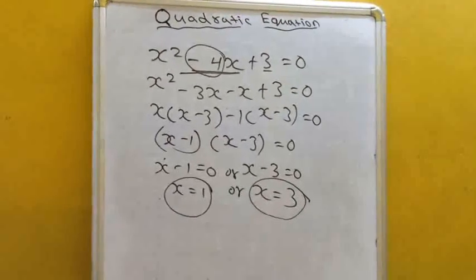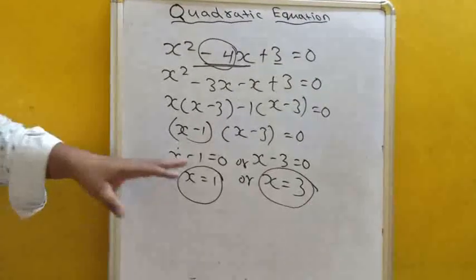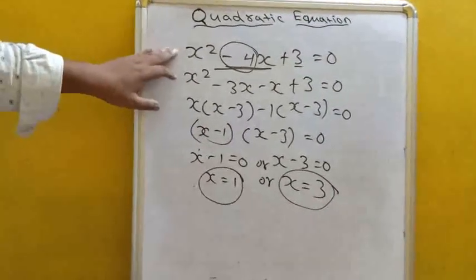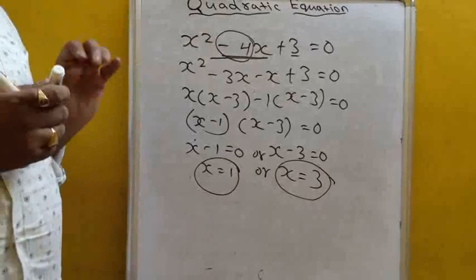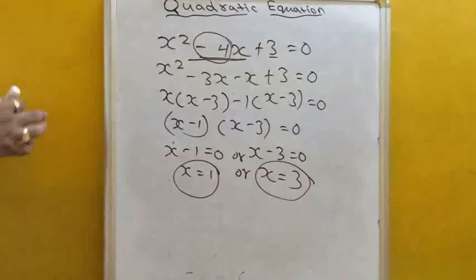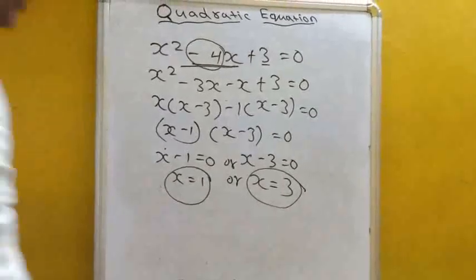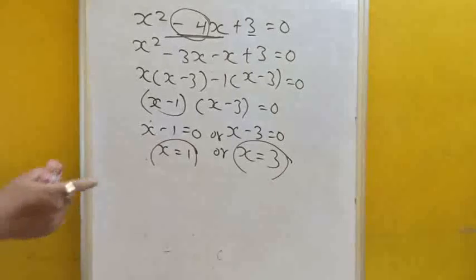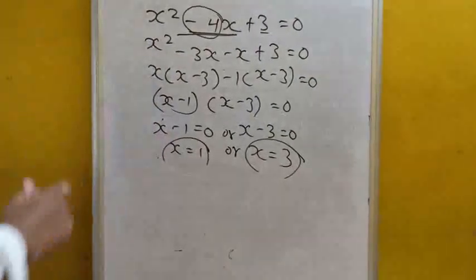Why does he say the zeros of the equation? Because when you put this value here, you will get the result 0. So we can say that this one is the zeros of the equation. Next, what will he tell you? He will give you these two solutions and ask you to form an equation.